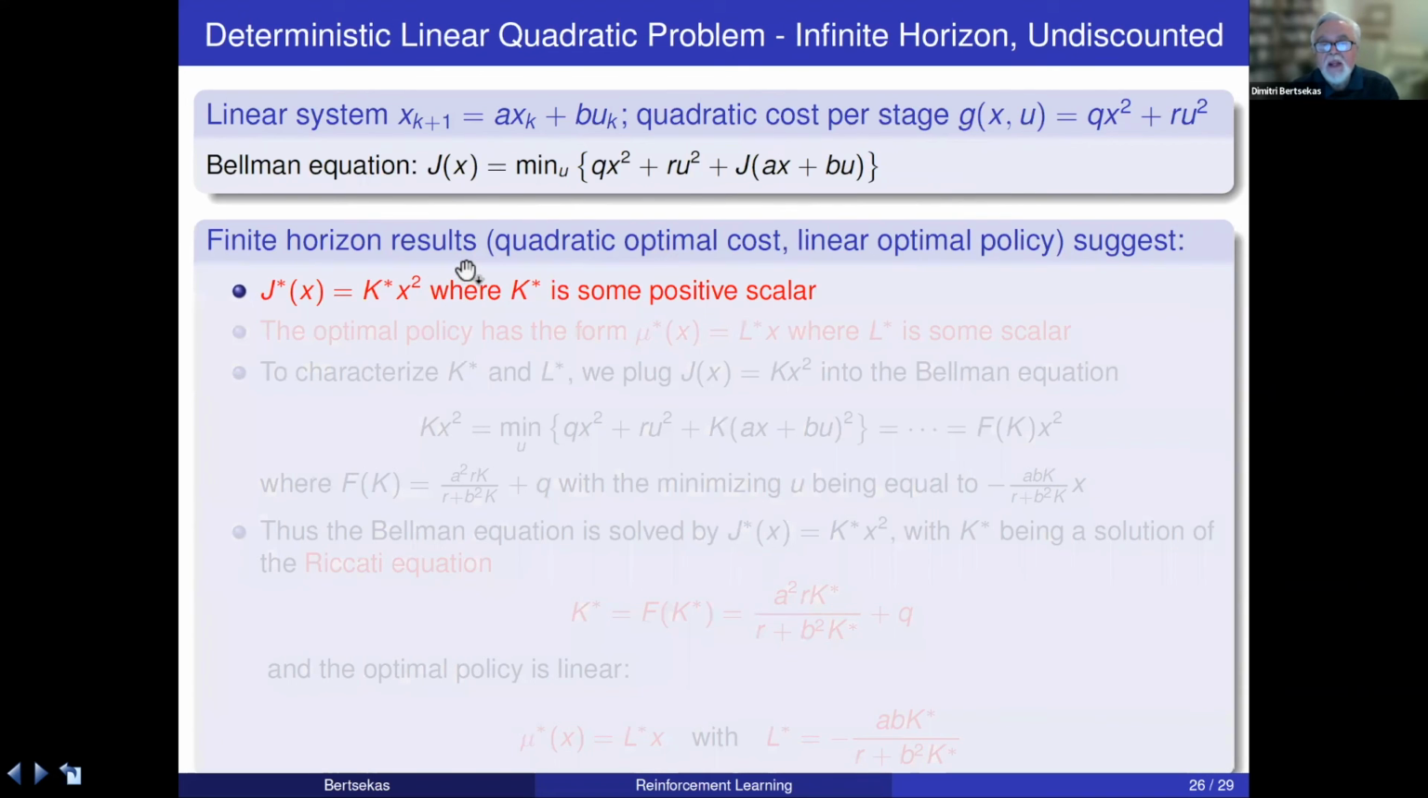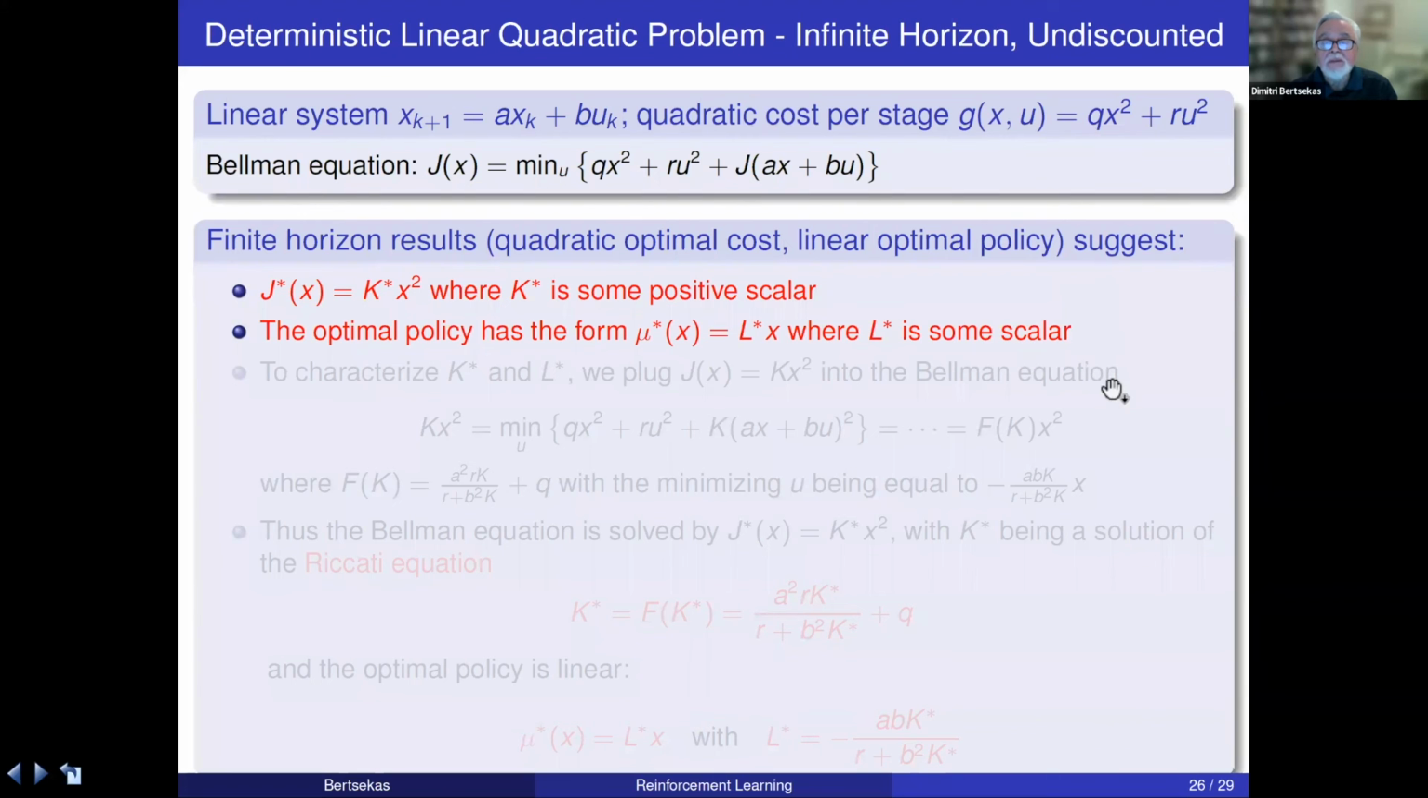Now, for the finite horizon case, we got an optimal cost function that was quadratic in the state, and an optimal policy which was linear in the state. So this suggests the form of the results for the infinite horizon problem. J*(x), you expect that it will be a quadratic of the state, K* x^2, where K* is some positive scalar that remains to be determined. And you also expect that the optimal policy is linear of this form here, a linear function of the state, where L* is some scalar.